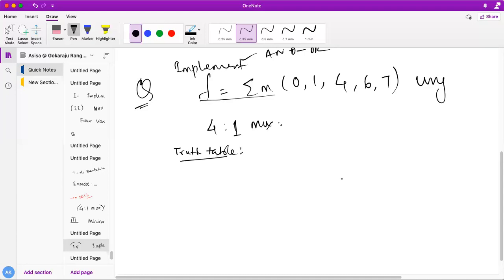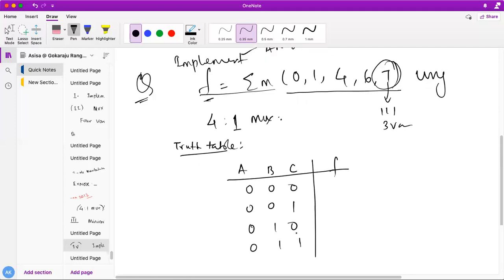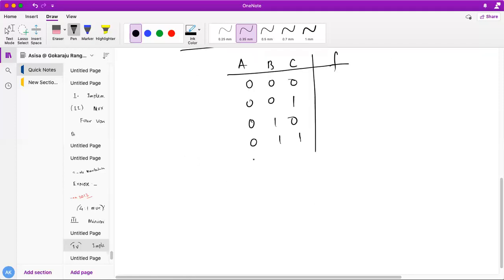What is the truth table? As we know, how many variables does this function have? Nothing is given, only the function. So 7, how can I express this 7? 1 1 1. So it's a 3 variable function, which means you can take A, B and C as inputs where F is the output. So 0 0 0, 0 0 1, 0 1 0, 0 1 1, 1 0 0, 1 0 1, 1 1 0, 1 1 1.